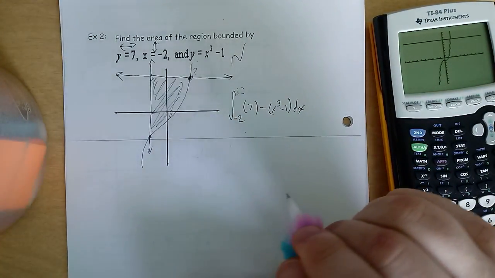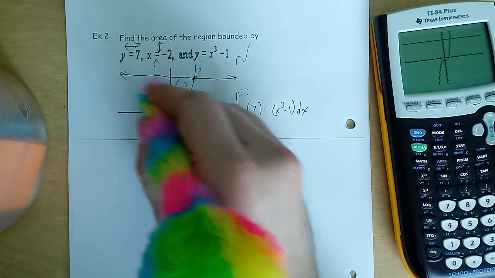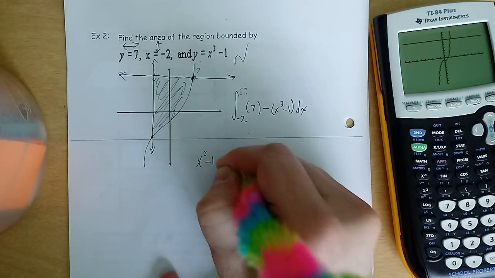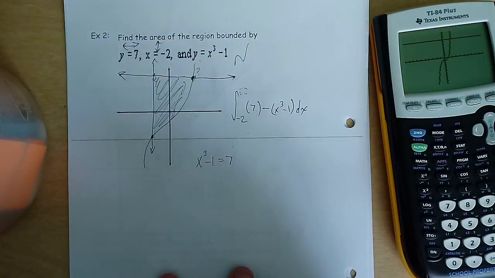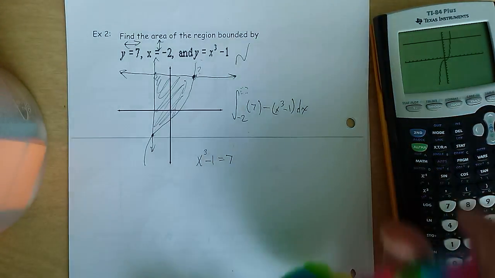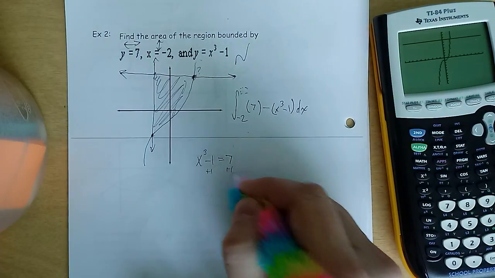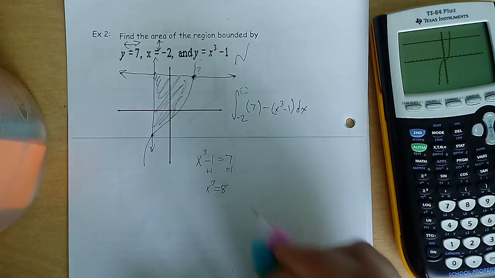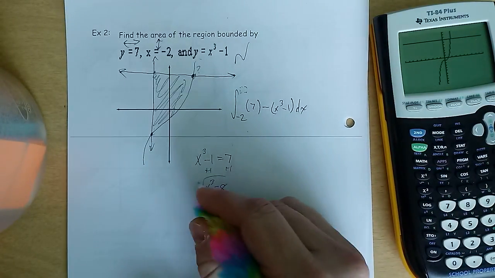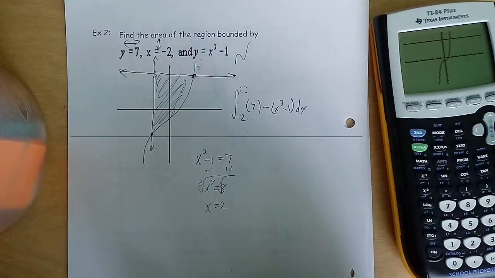So to do that, we will say, I need to know when 7 and x cubed minus 1 intersect. So when does x cubed minus 1 intersect with 7? I'm going to do this twice. I'm going to do this by hand once, and then I'll do it in the calculator again. So if I'm solving this, I can just add 1 to both sides, get x cubed is equal to 8. And then take the cube root of both sides and get x is equal to 2.